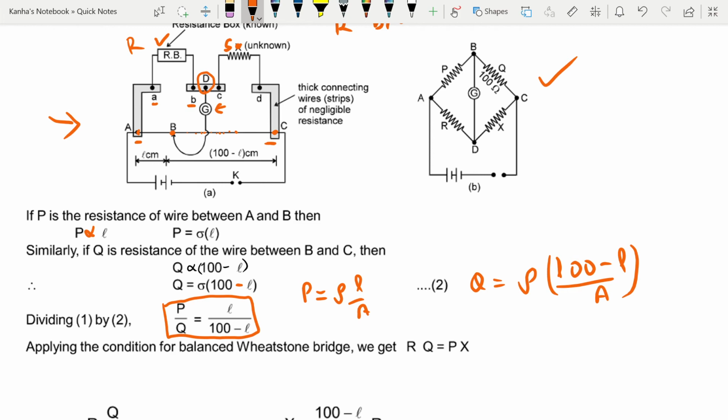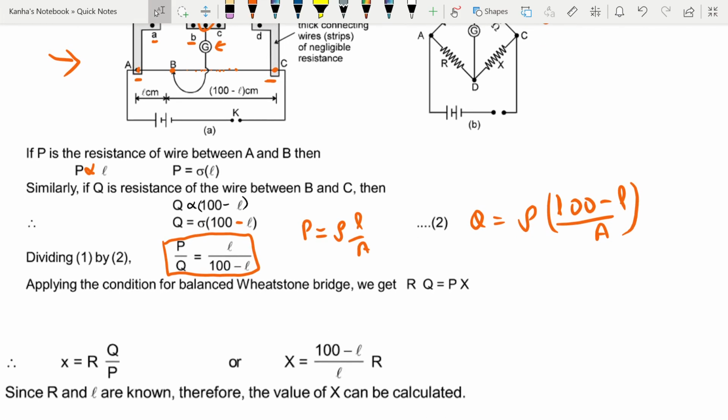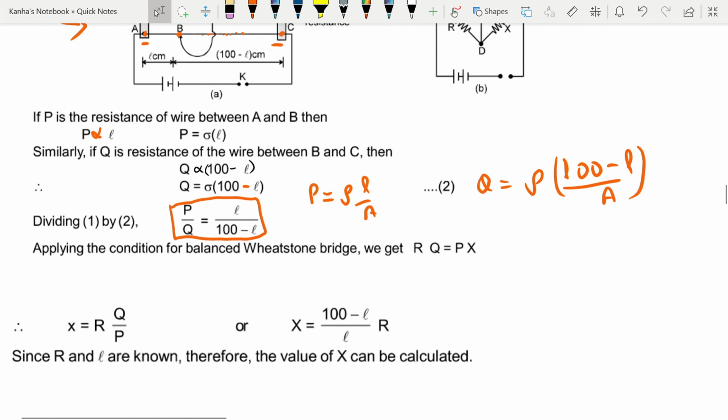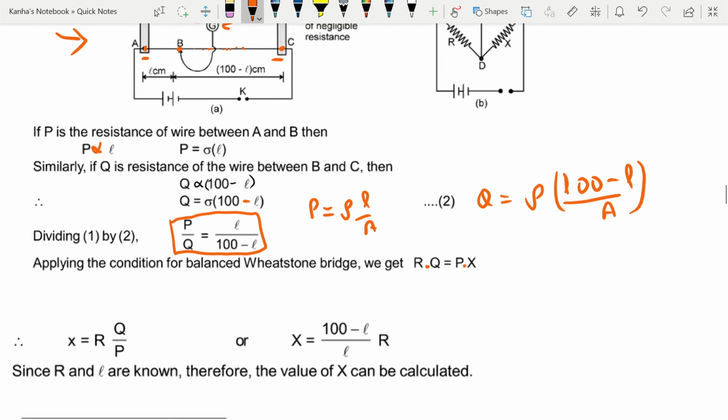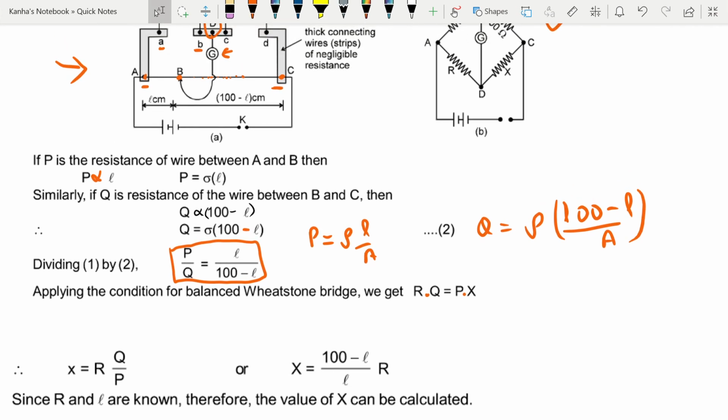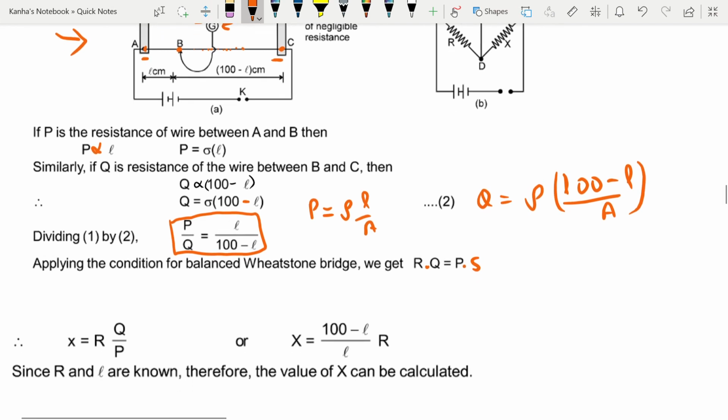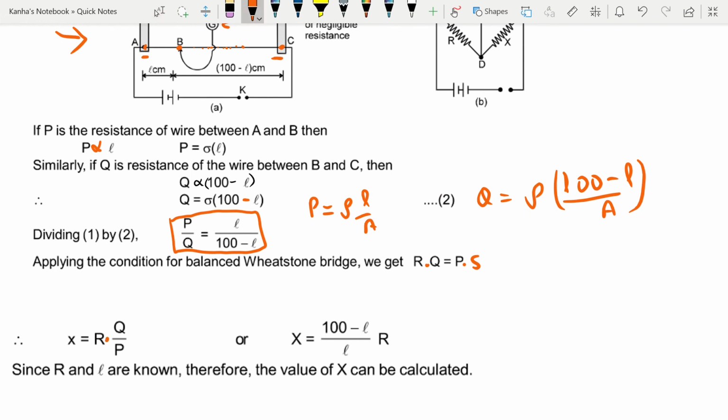Once this is done, now we can apply the condition for the balance of the Wheatstone bridge, and you get that R into Q is equal to P into X. Here X is nothing but your S that I have chosen in the Wheatstone bridge. So I'll just write this in the common notation. What this means is, your X is nothing but R into Q by P, or your X is nothing but 100 minus L by L into R.